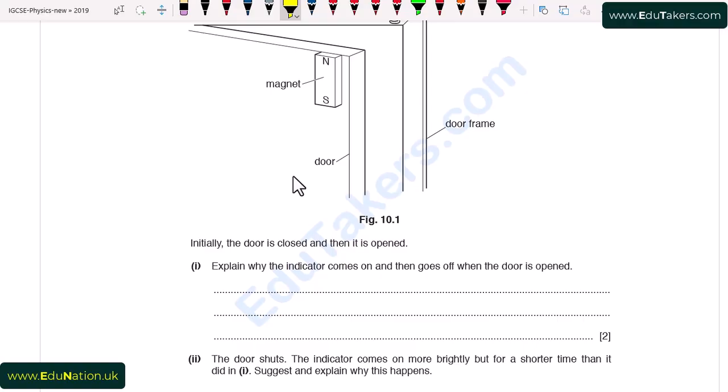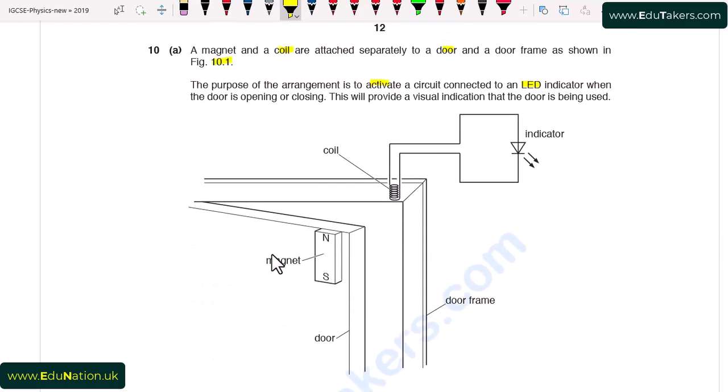Initially, the door is closed and then it is opened. Part 1. Explain why the indicator comes on and then goes off when the door is closed. So first of all, in figure 10.1, we can see that there is a coil and this magnet.